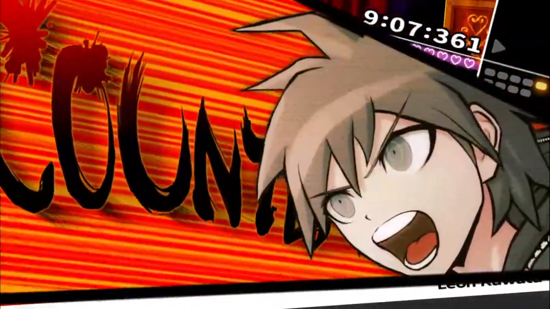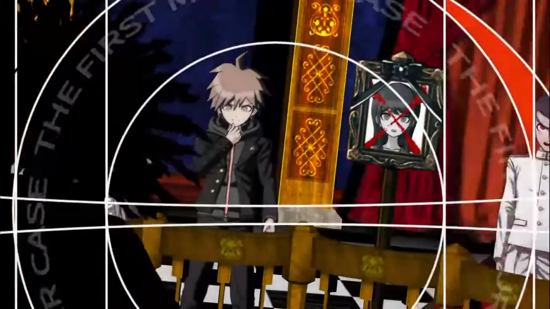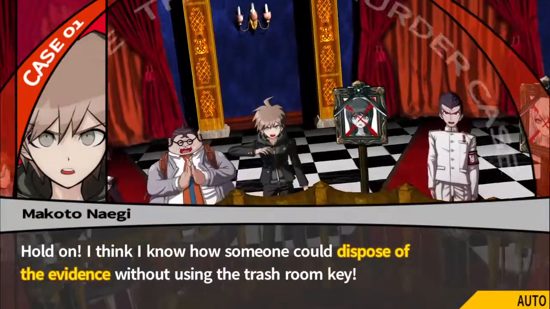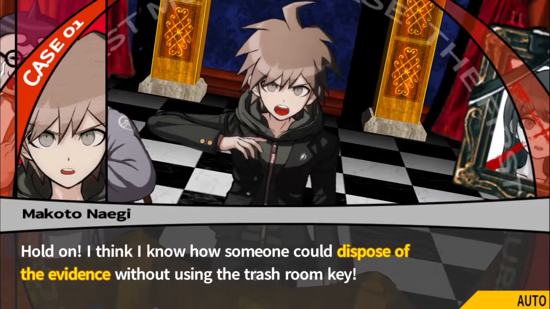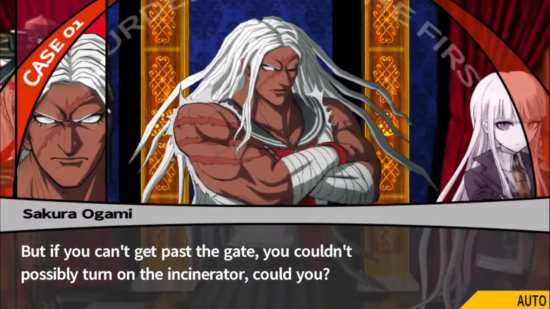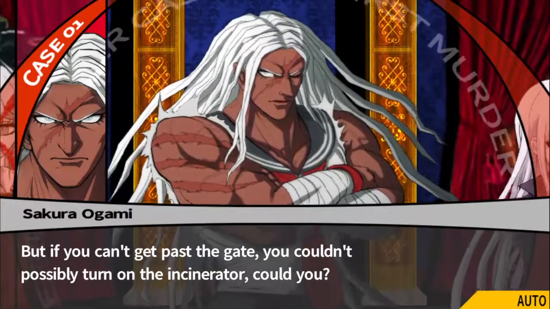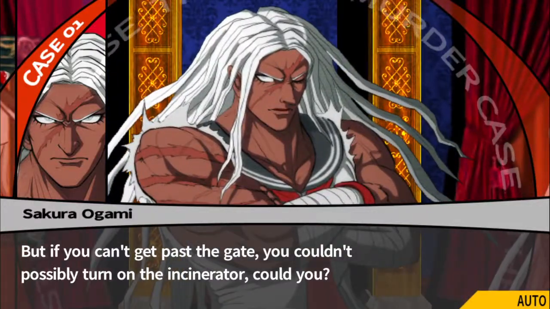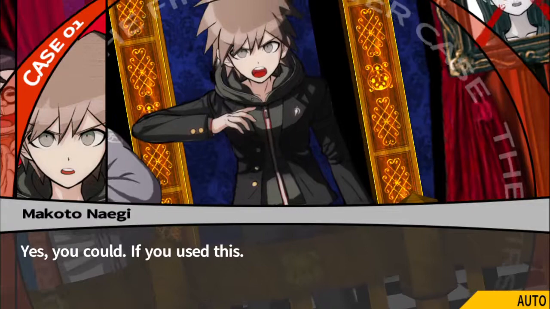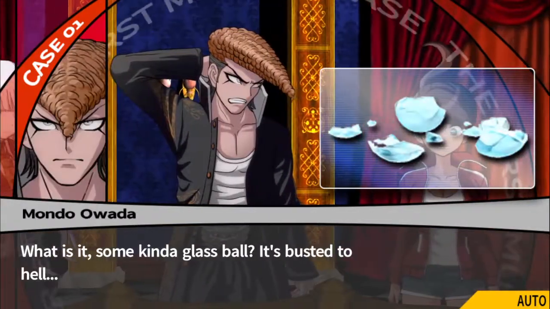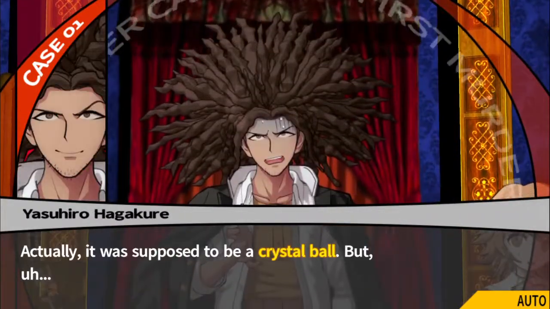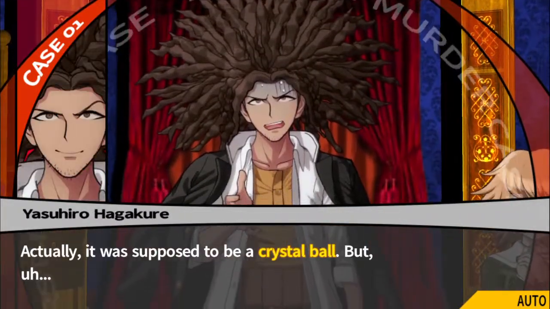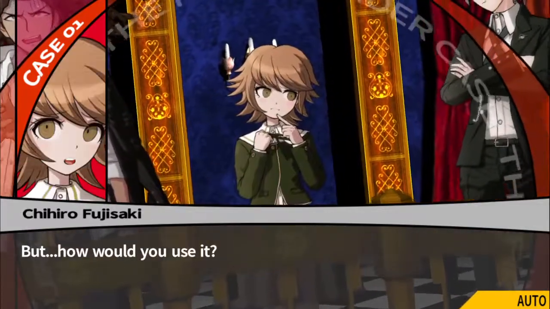No, that's wrong! Hold on. I think I know how someone could dispose of the evidence without using the trash room key. But if you can't get past the gate, you couldn't possibly turn on the incinerator, could you? Yes, you could. If you used this. What is it, some kind of glass ball? It's busted to hell. Actually, it was supposed to be a crystal ball, but how would you use it?